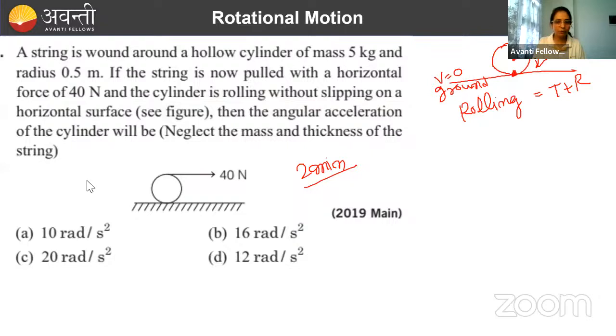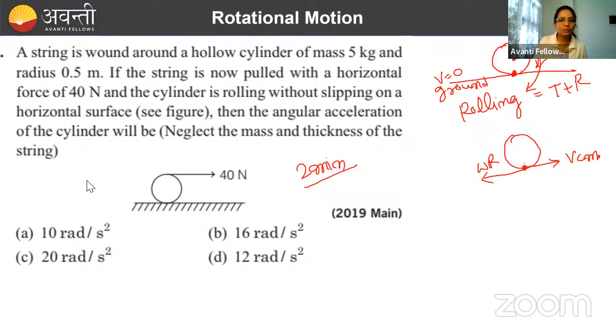This point of this sphere will have velocity equal to the ground, that is, it will have velocity equal to zero. Because of translation it will have velocity in this direction, and because of rotation, you just see the sense of rotation, it will have velocity in this direction. And if it is rolling on a ground, then v_cm should be equal to omega r. So this is the basic.